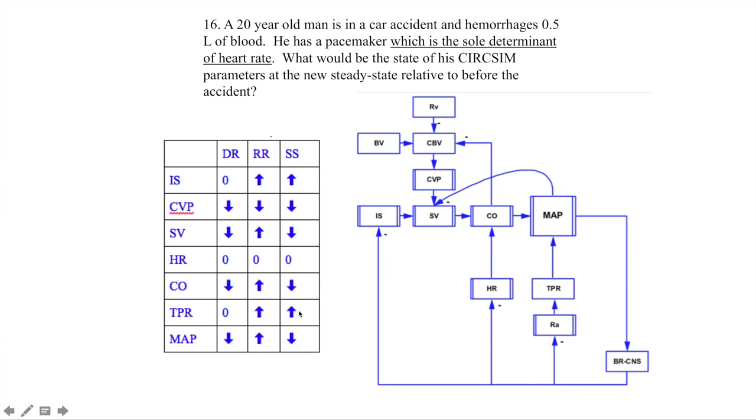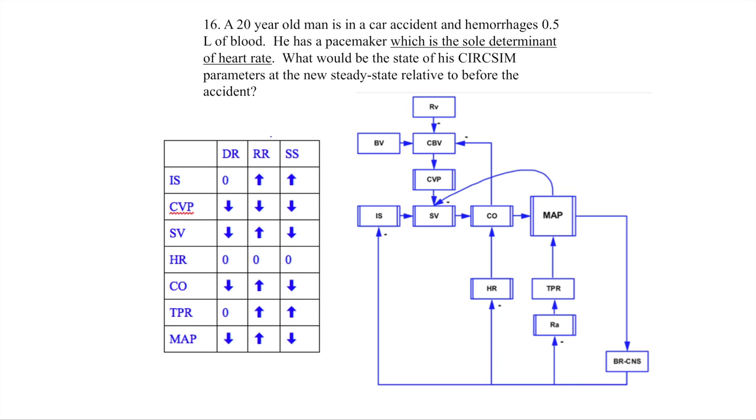MAP is equal to TPR times cardiac output. If MAP dropped and TPR rose, cardiac output must have dropped. Okay, so here we have a decrease in cardiac output, no change in heart rate, so you know the stroke volume must have dropped, because you can't have the stroke volume going up with no change in heart rate and have cardiac output going down. Our causal relationship will not stand if that's the case. Okay, so that's the solution to that problem.